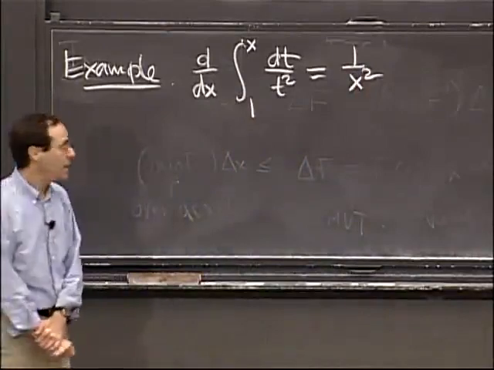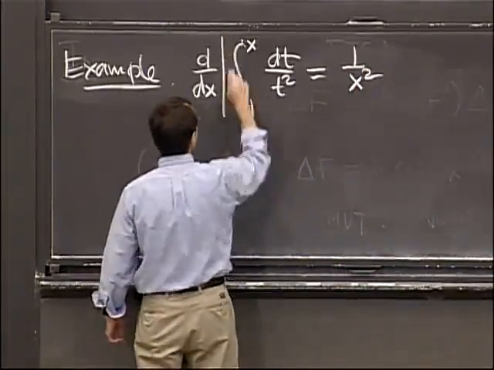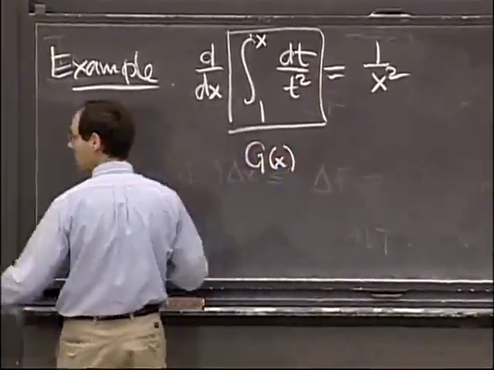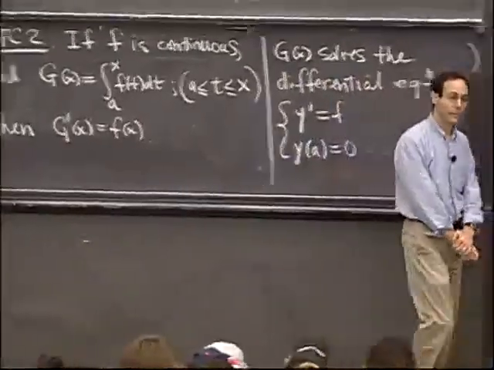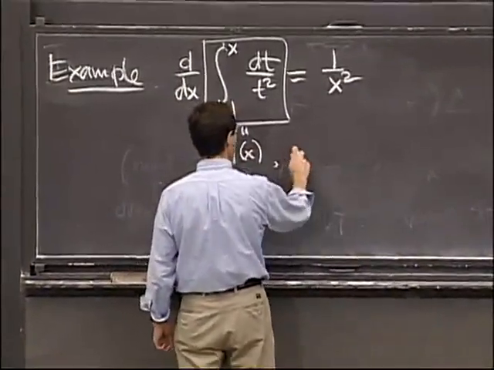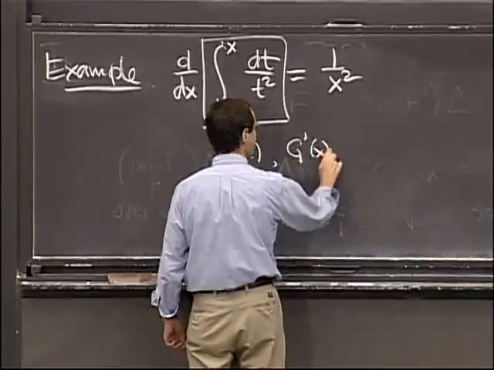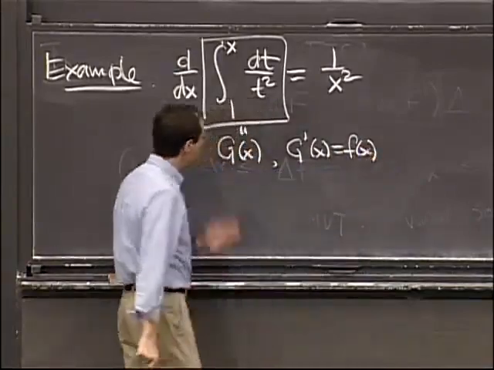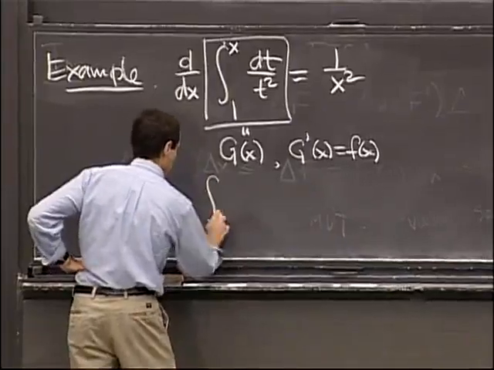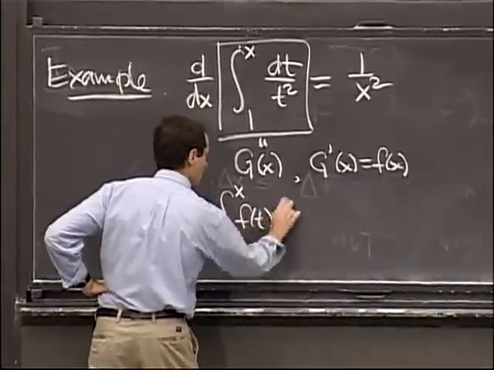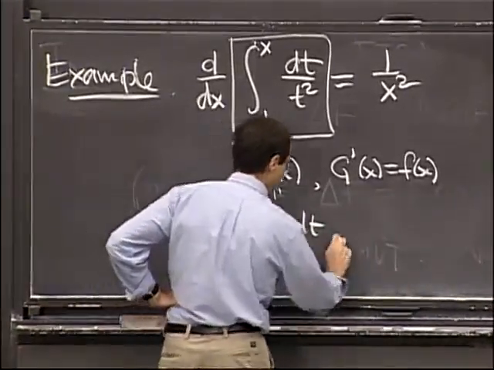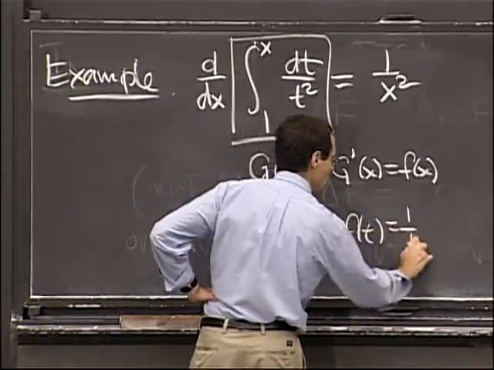And the reason is that by definition, this function in here is a function of the form g of x of the theorem over here. And by definition, so this is the g of x. And by definition, we said that g prime of x is equal to f of x. Well, what's the f of x? Look inside here. It's what's called the integrand. This is the integral from 0 to x of f of t dt, right? Where the f of t is equal to 1 over t squared.